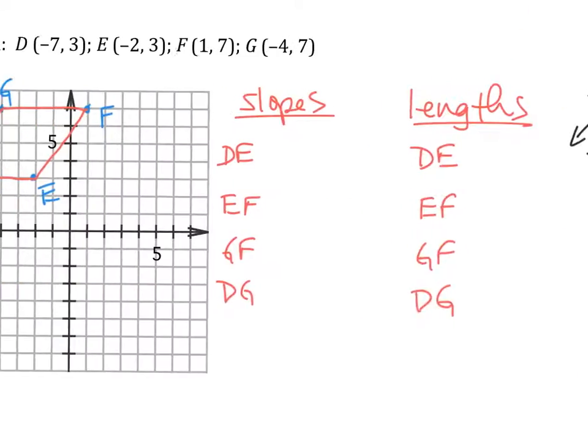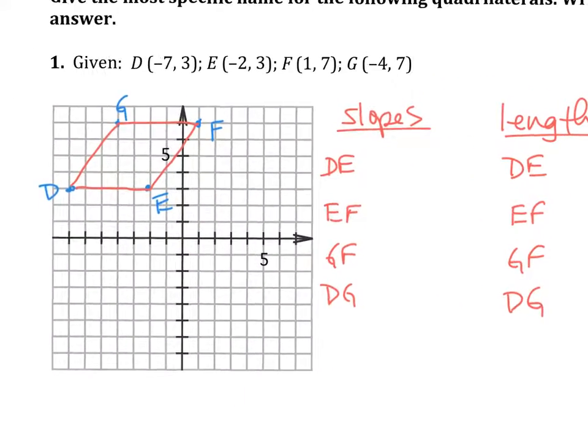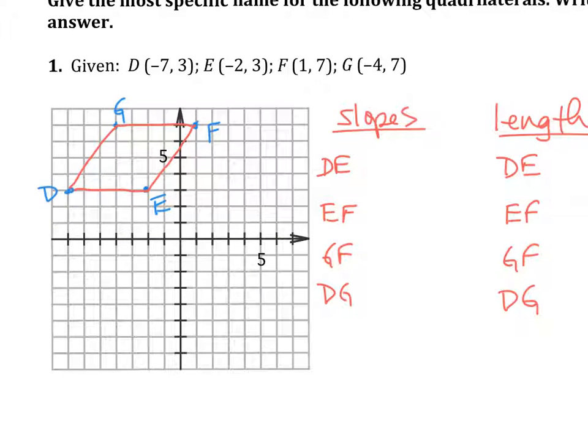All right, so finding the slopes from D to E. Since DE is horizontal, what's the slope? 0 over 5, or 0. What's the slope of GF if it's also horizontal? 0. So what has that shown us so far? Those 2 sides are parallel.